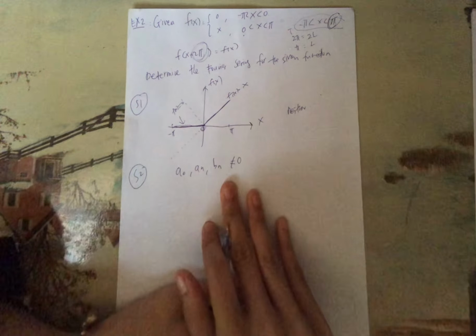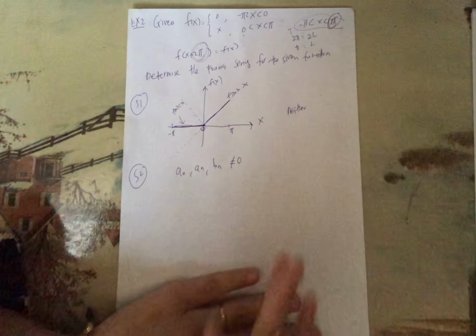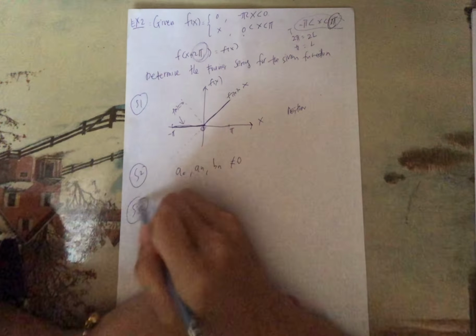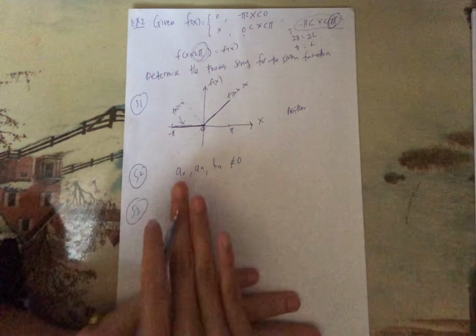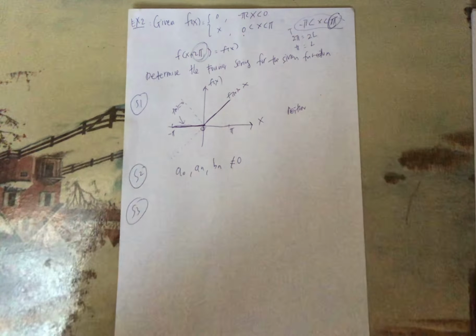Okay, class. Alright, so now you already know the coefficients that are not 0 will be a naught, an and bn. So you need to calculate all. Okay, so now the coefficient itself.